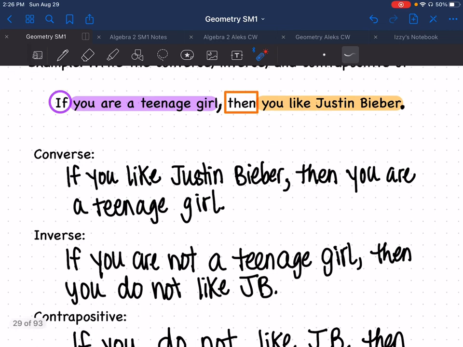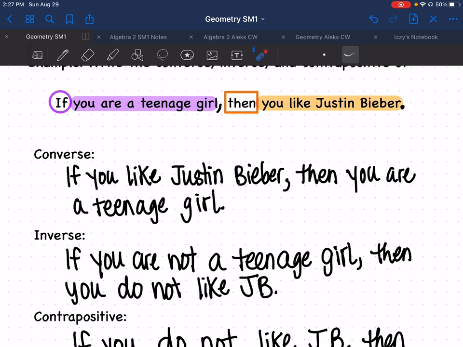For the converse, you like Justin Bieber. That has to stay true. This has to be true. I have to like him. Then you are a teenage girl. So my counterexample here would be an adult, a specific adult. You could use me. I can say I like Justin Bieber, or a boy that likes Justin Bieber. Okay. The part that has to be false, like this is the true part, the part that has to be false is the teenage girl. Okay. You have to like him, but not be a teenage girl.